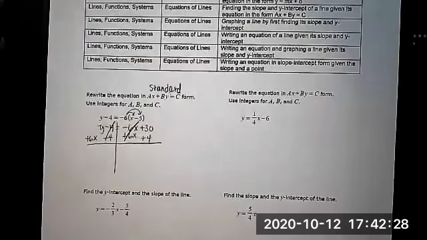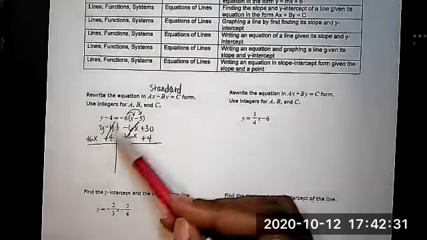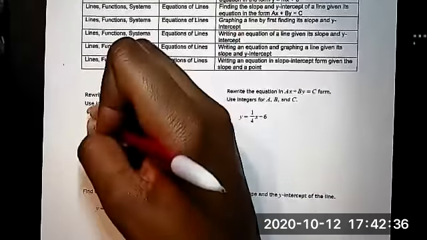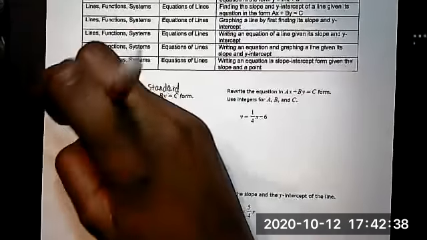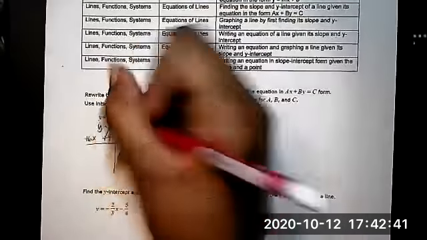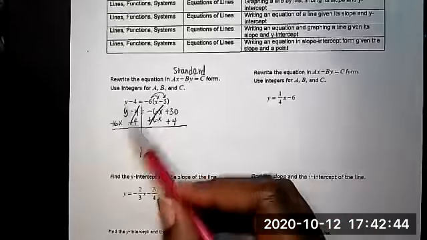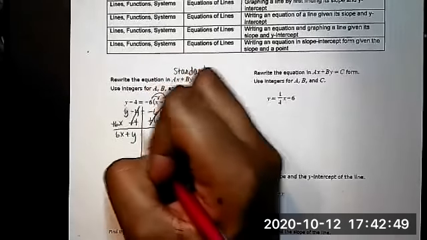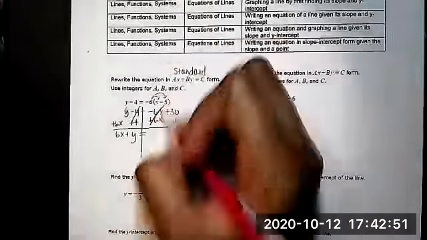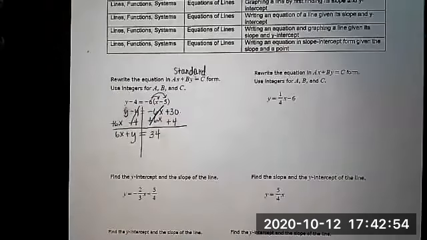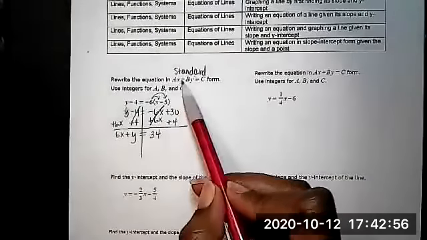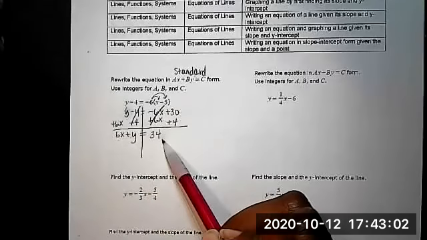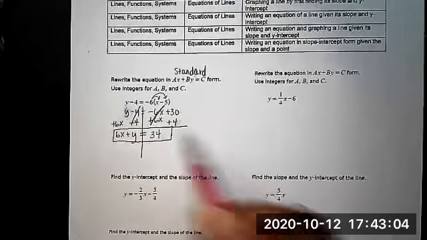Okay. So positive 6x, and this is positive y. It's a little smudge from when I erased, but that's actually positive y that I just brought down from here. So this becomes positive 6x plus y equals 30 plus 4 is 34. Okay, and that is your answer. Your A would be 6, B would be 1, and C would be 34. Okay, that is your answer.